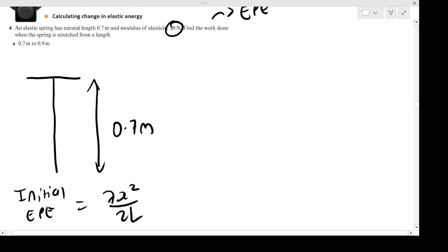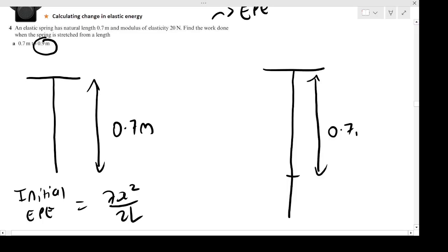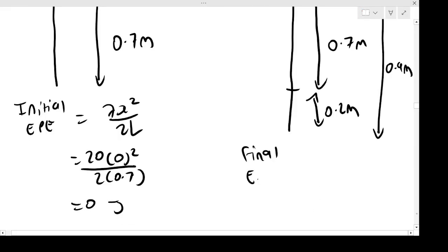So then we're told now that the spring is stretched to 0.9. So it's going to be stretching a bit further down like this. Again, we have a natural length, which is 0.7, but now the total length is 0.9, which means it has to be stretched by a further 0.2. Hopefully happy with that. So now this will be my final EPE, because this is where it goes to. So that's again going to be lambda x squared over 2L.